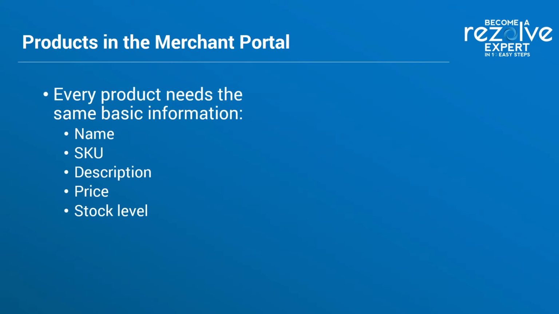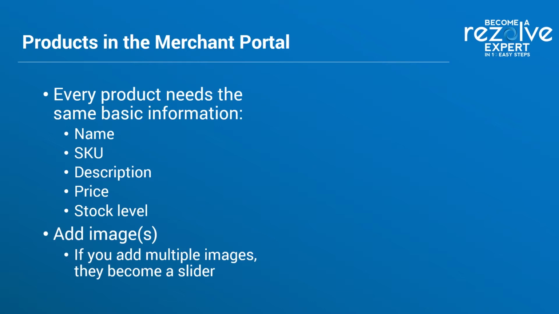Every product in the store needs the same basic information. So when you add a product, whatever sort of product it is, you need to put a name, you need to put a SKU in there, which is like the product code or product reference. You need to put a description in there, and you can have a short description which appears just under the price, and you can have a longer description as well. You've got to put a price in there, and every product needs a stock level as well.